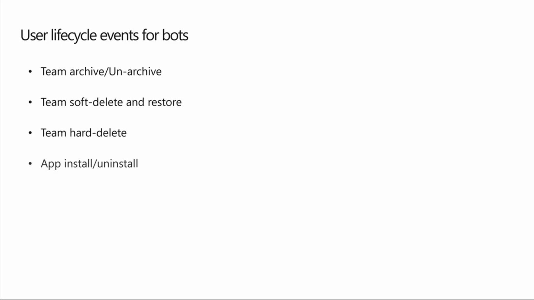The context for this one is that sometimes a member might archive a team and then they might unarchive it. And in that case, if you are trying to send a message to that particular team or channel, then you will not be able to do that. So this event just allows you to understand what the current state of a team or a channel is. Similarly, the second one we've got is team soft delete and restore.